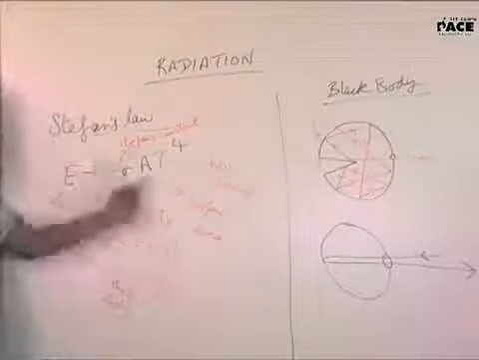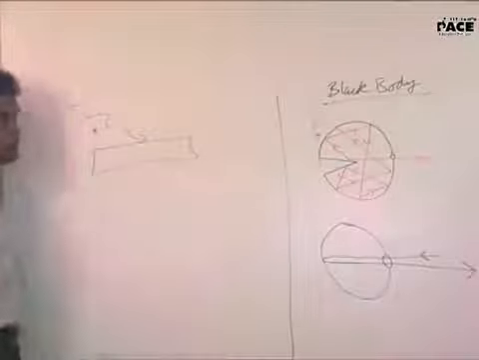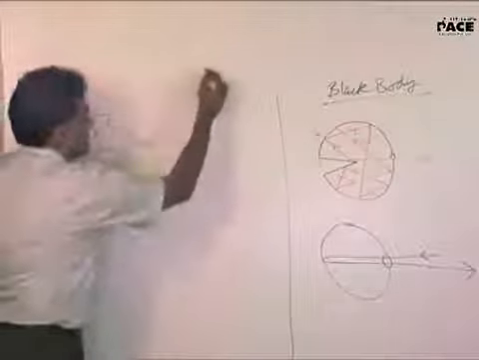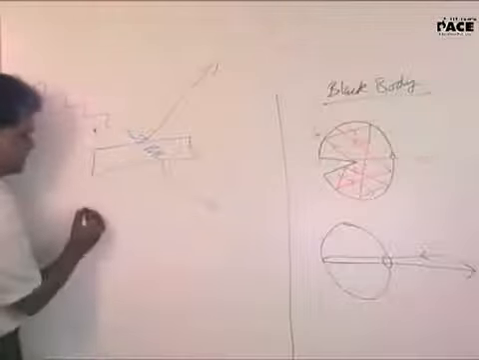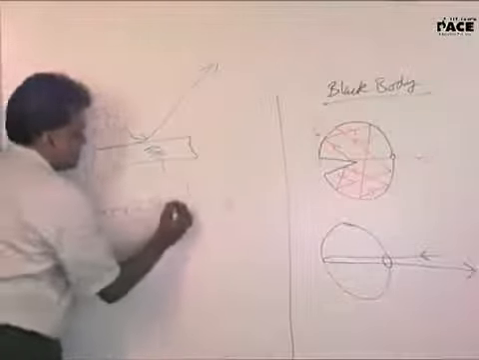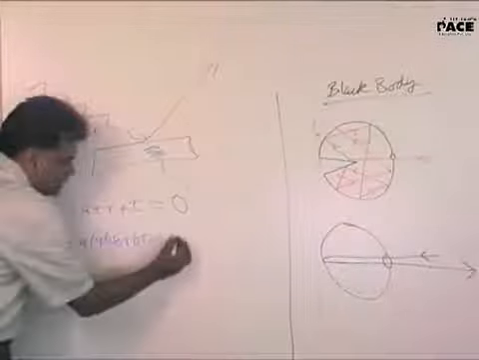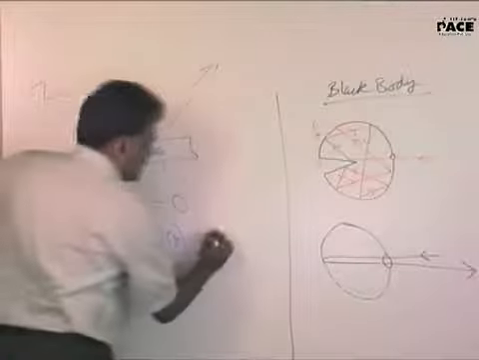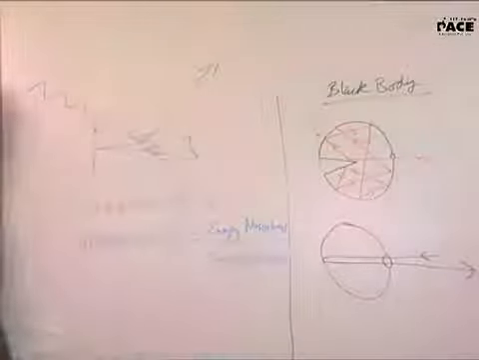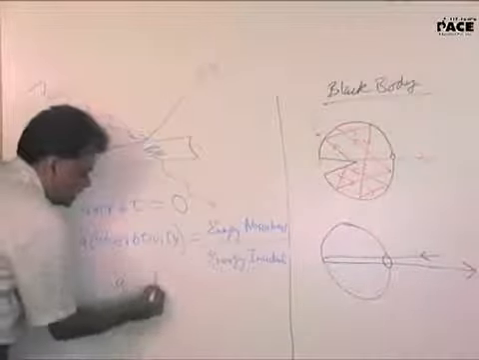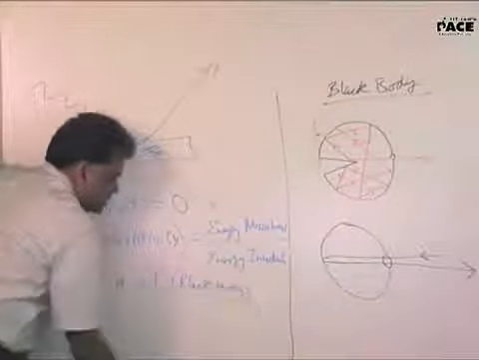Consider a body. If electromagnetic radiation is incident on it, it can get reflected, it can get absorbed, it can get transmitted. We say A plus R plus T is constant. A is called absorptivity. It is the ratio of energy absorbed upon energy incident. So for a black body, absorptivity is taken as 1. That's what a black body is. It absorbs all the energy incident on it.